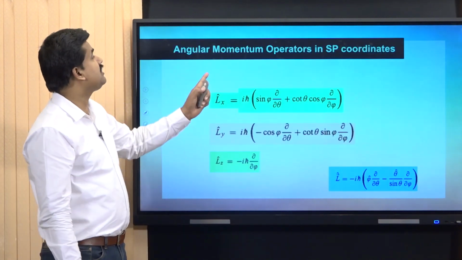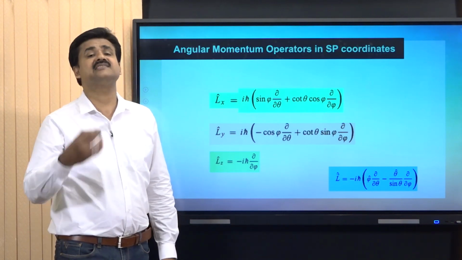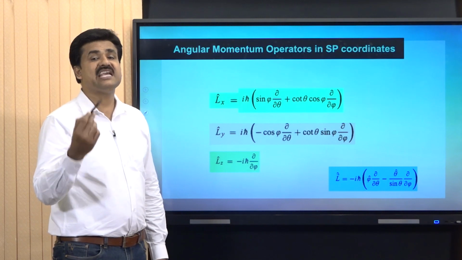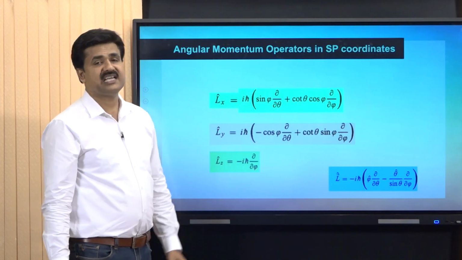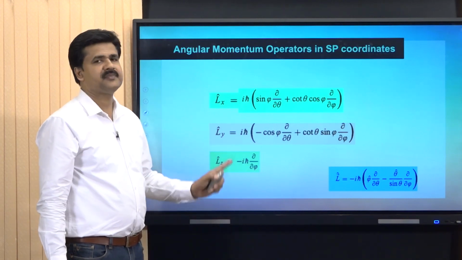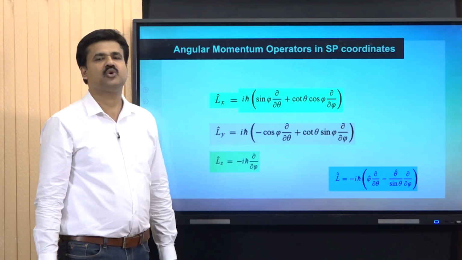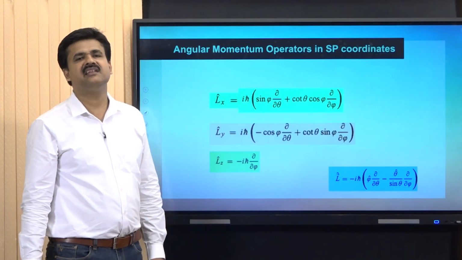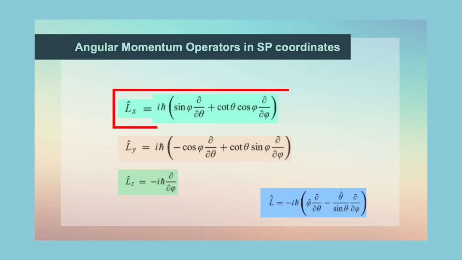Now we can express angular momentum Lx, Ly and Lz, and also the total angular momentum, in spherical polar coordinates. These are the expressions that give Lx hat, Ly hat and Lz hat, and also the total angular momentum operator in spherical polar coordinates. First of all, Lx hat is equal to minus iħ [sin phi ∂/∂theta plus cot theta cos phi ∂/∂phi].